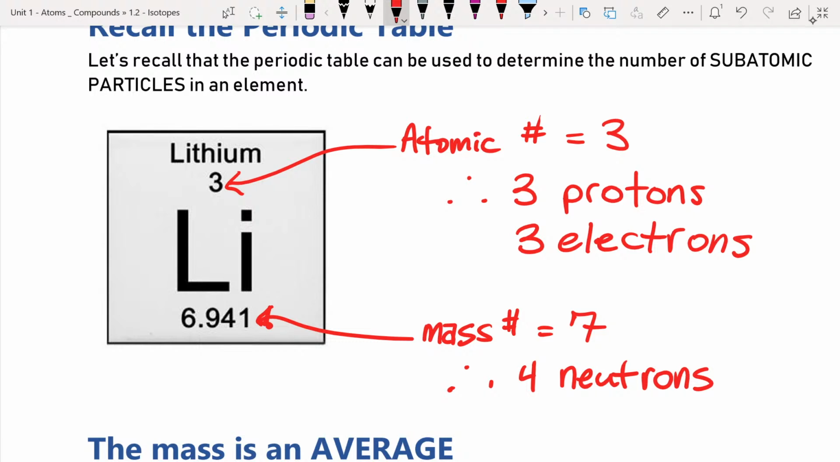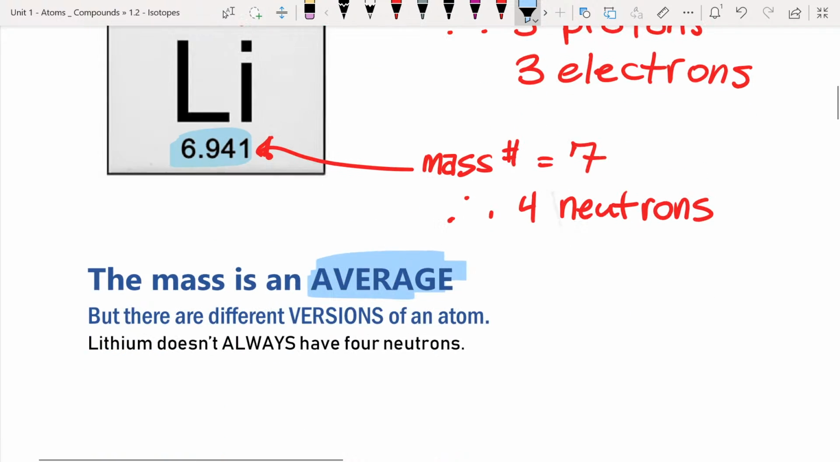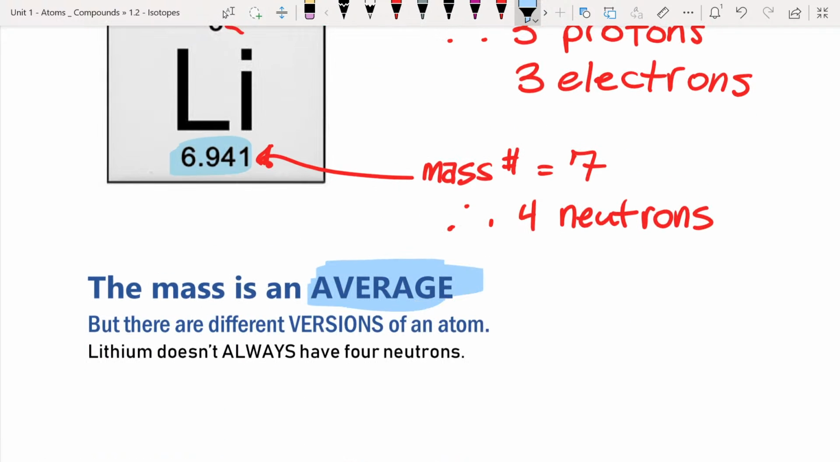No. Good. Okay, we'll move on. So here's my question. Why isn't that 7 or greater? Because sometimes lithium atoms might have a different number of neutrons. It's just that on average you'll get 6.941. It's like I can't have 0.3 of a child. But you can. Bingo. The mass number is an average. Lithium doesn't always have 4 neutrons.